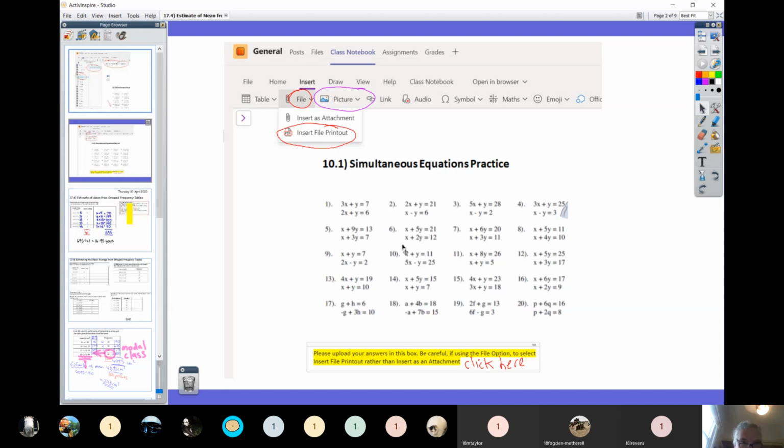Now, if you've scanned your work, so you've got it in Word format or PDF format, you've got to go down the file option. So click on file, then you'll get these 2 prompts here, and then please don't click on the insert as attachment, because that just then again means I've got to download it and upload it again. Click on insert file printout, and then it will find where you've filed the work away, click on that, and it will upload it as a picture, and then I can just literally use this draw feature up here to mark it. And then I, as a teacher, will then access it through assignments.